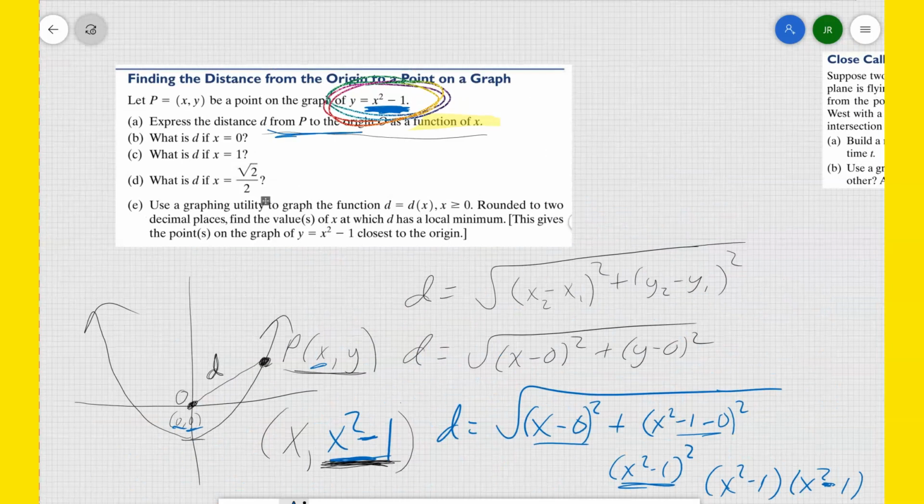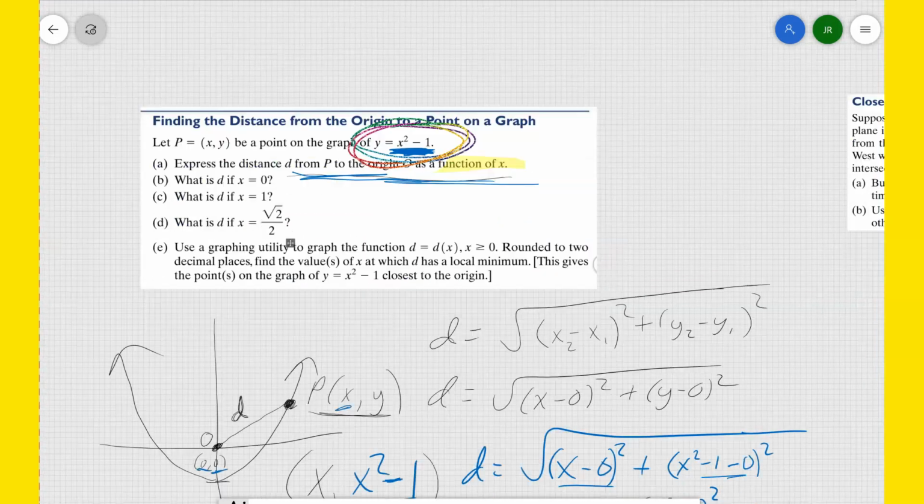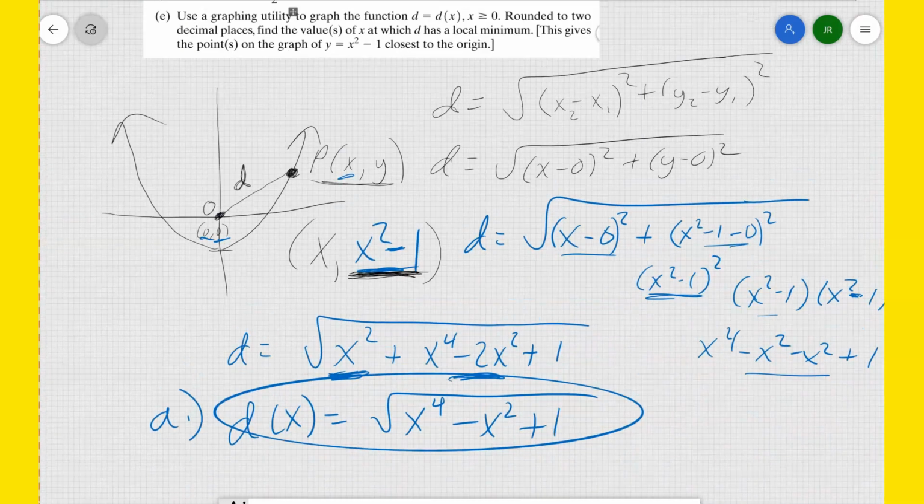Express the distance from P to the origin as a function of x. That is the answer to part A. Let me rewrite that up here. D of x equals the square root of x to the 4th minus x squared. What was it? Wasn't it plus 1? Plus 1.